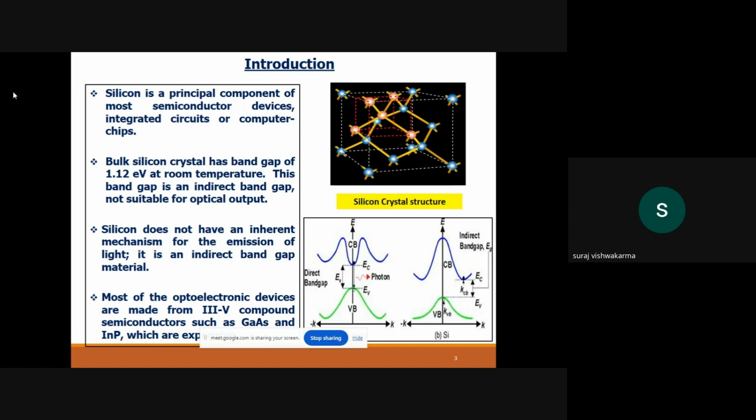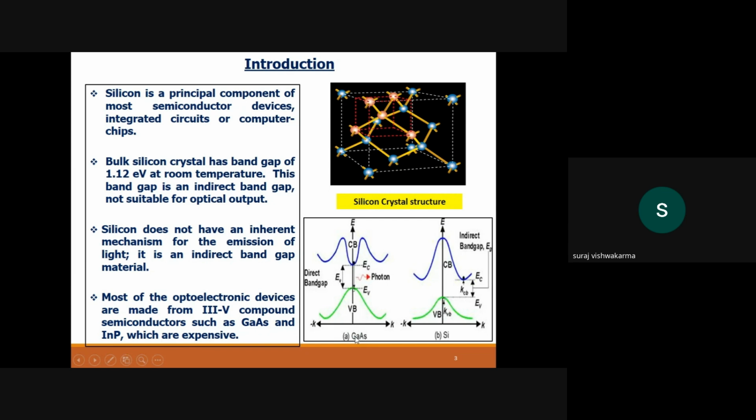So we can see that there is the indirect band gap nature when we talk about the conduction band and valence band. Then electron transition with the hole, we don't get. This is what it is about silicon.